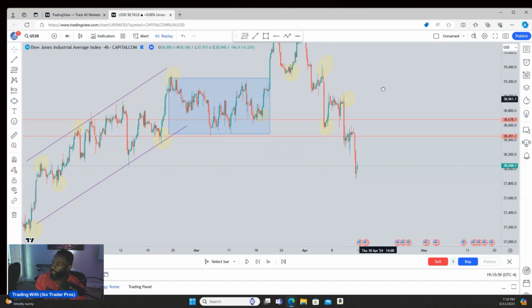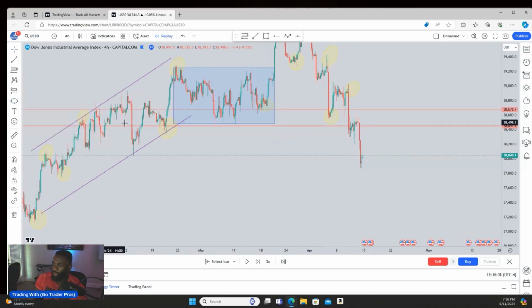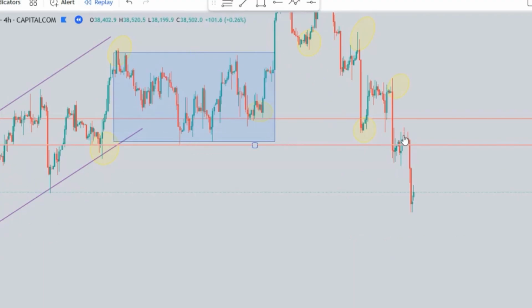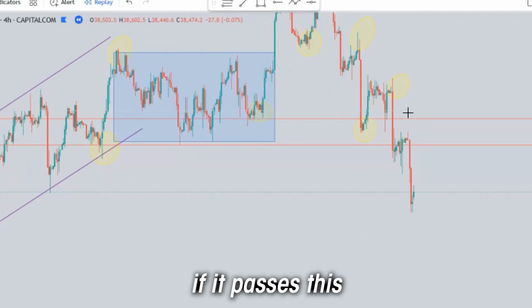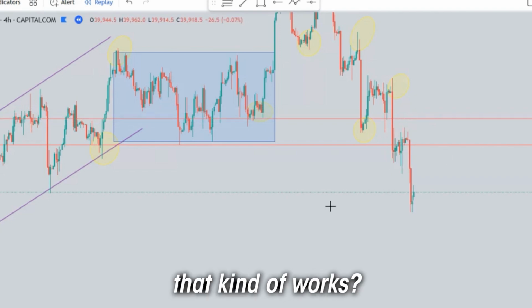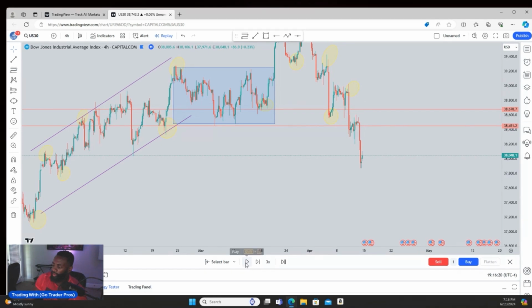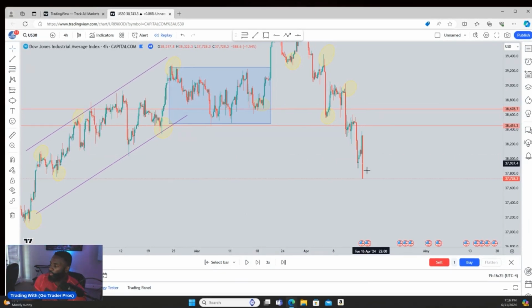And then all you got to do is, once it broke these support and resistance lines that's over here, this is where we're going in for more sales, because we know if it passes this, that means it's trying to reverse. So right now, you're going in for more sales. You see how that kind of works? It works if you just trade with the trend. We're gonna see if we can catch this one.